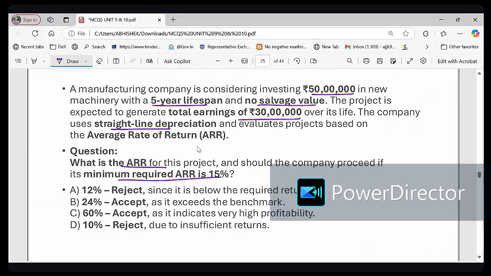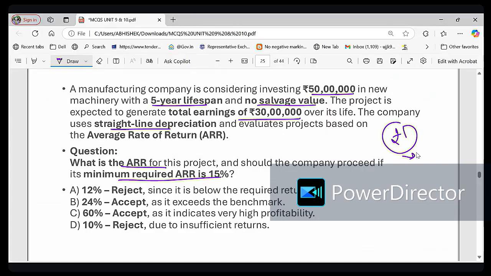And tell me, what is the ARR? We have already discussed the ARR, accounting rate of return. It is the average return that you earn every year on your original investment. It's like asking, suppose I invest 1 rupee, how much profit do I get back every year on average? That is called accounting rate of return.